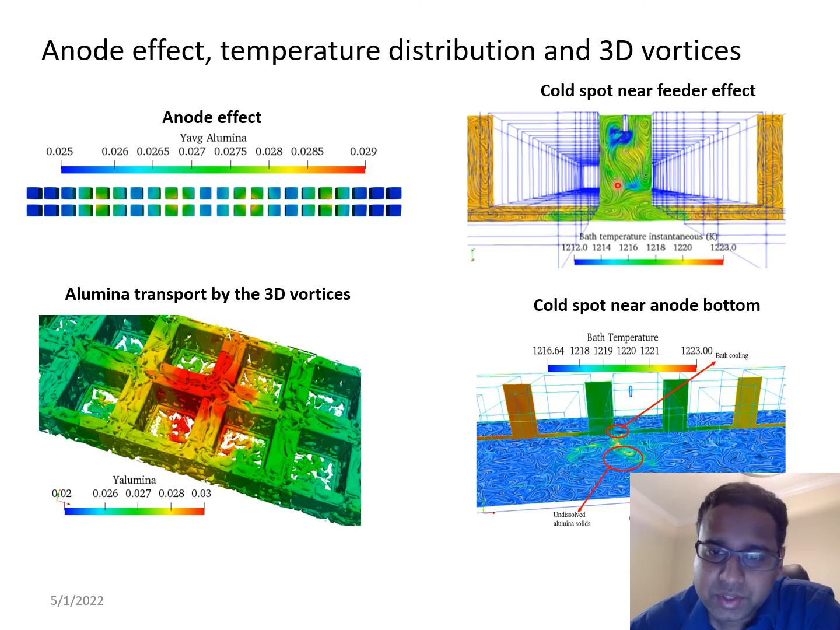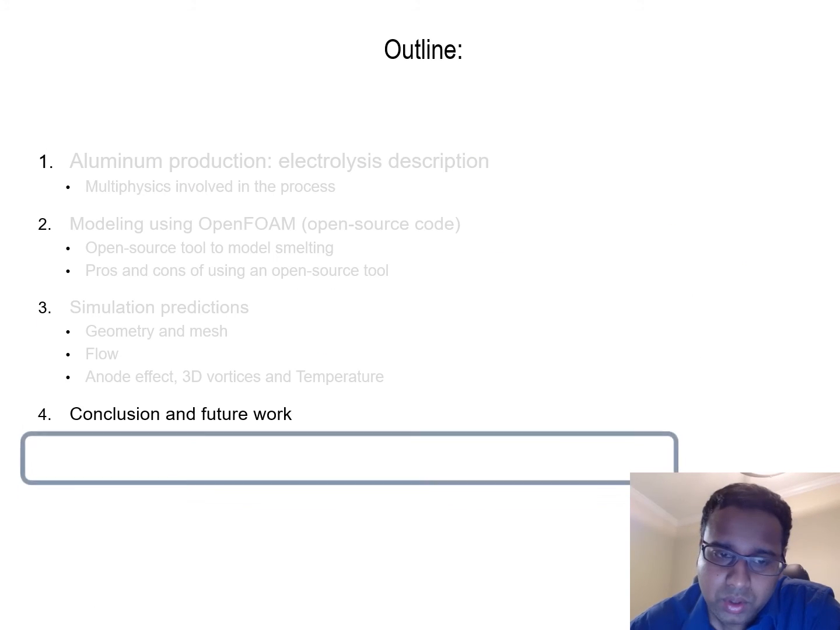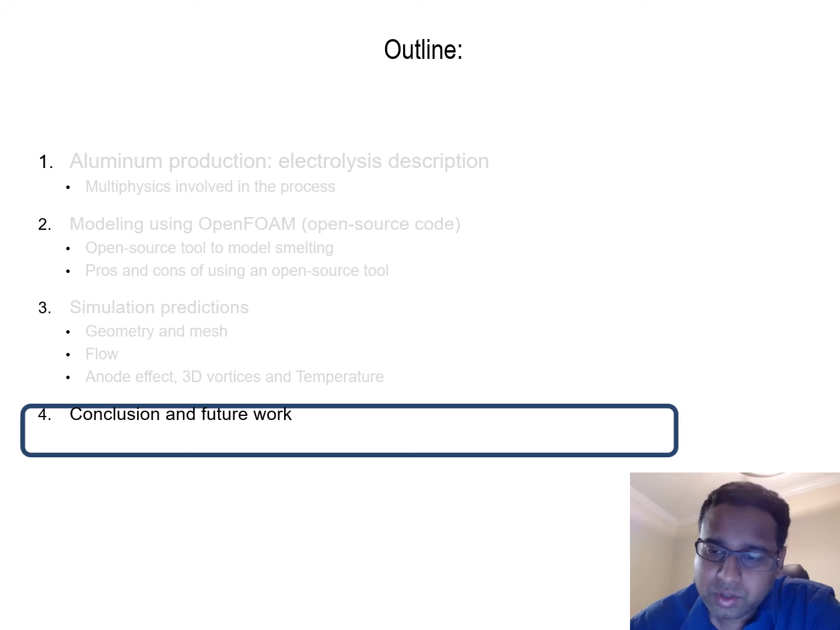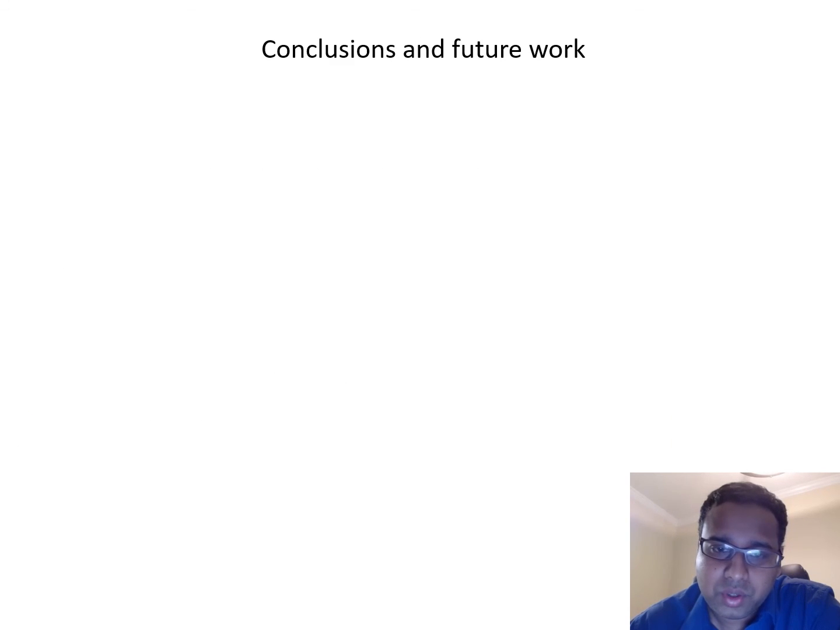On the right side you can see the cold spots, or the temperature drop due to heat of dissolution, as I discussed in the second slide. And these spots could form solid lumps, and Alcoa has to design appropriately to minimize these solid lumps. So that's all I had for this talk, and moving on to the conclusion and the future work.